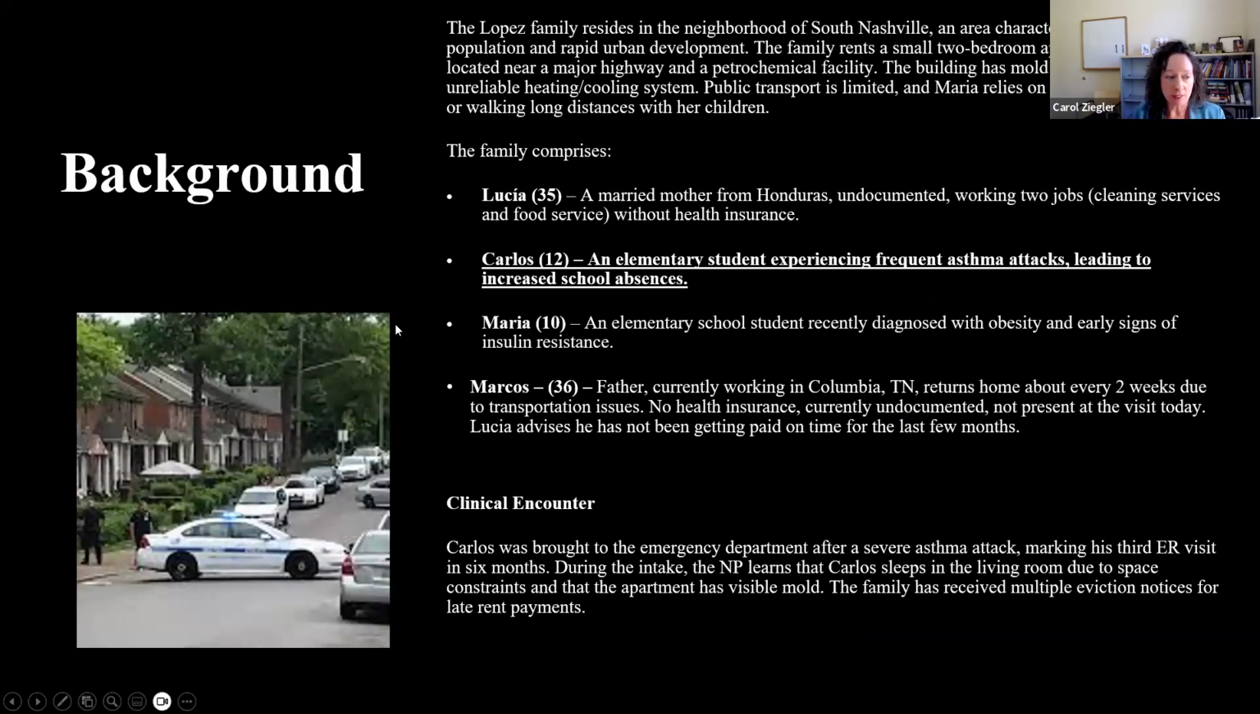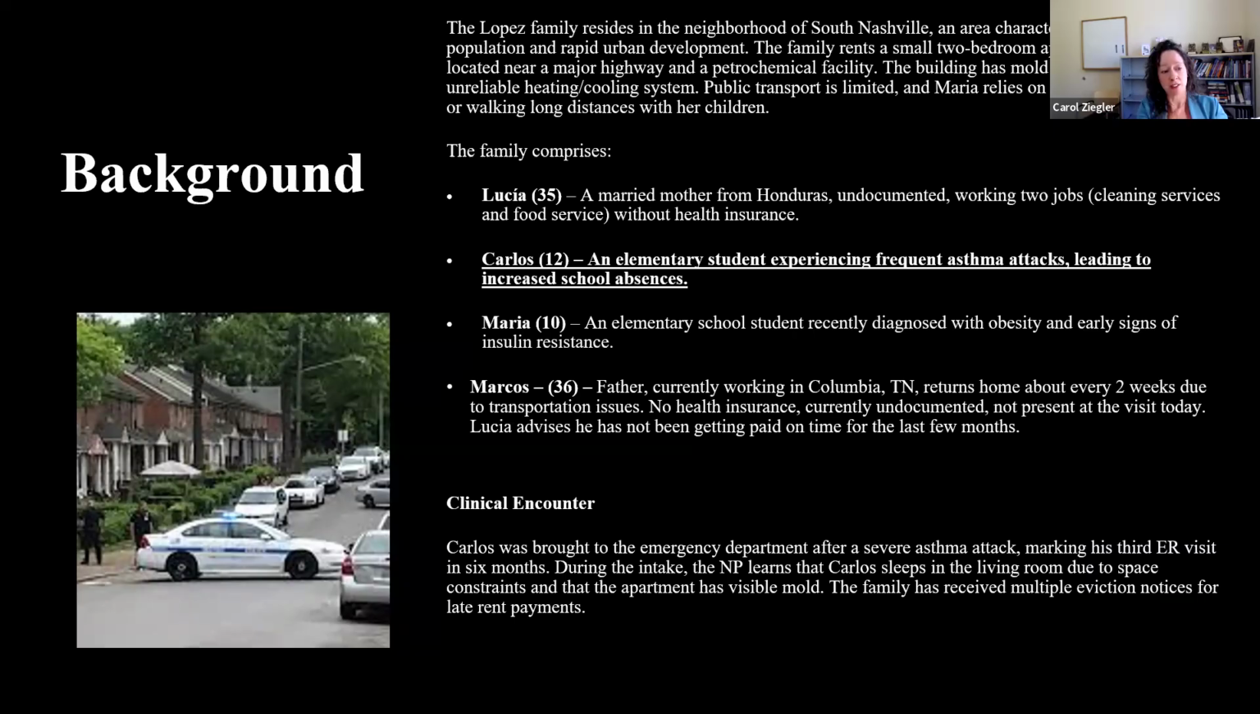So this is the background of the family. This is real issues happening right here in Nashville, right? It's a family that resides in South Nashville that has a very diverse population and really rapid gentrification and urban development. The family rents a small two-bedroom apartment in a building that's near a major highway and a petro facility. The building has mold issues and an unreliable heating and cooling system. Public transport is limited, and the mom relies on rides from coworkers to get to work and take care of her children. So this is all very real, what's happening with families in our community.